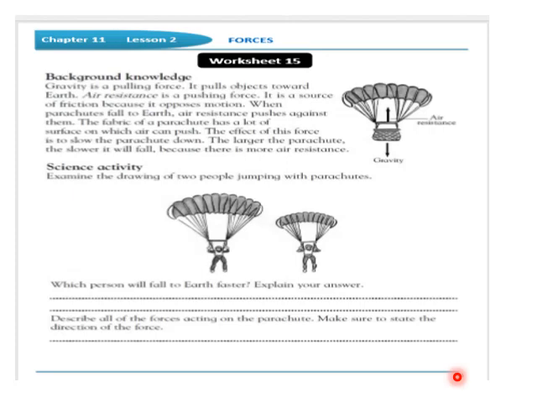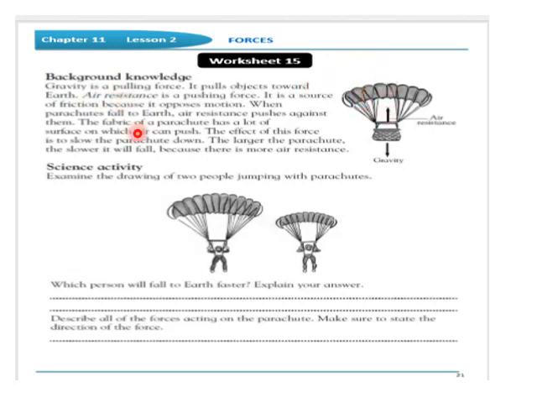Air resistance is a pushing force. It is a source of friction because it opposes motion. So if you remember, at the last session we were talking about friction, and we said that it's a type of force found between two objects rubbing against each other. In the case of air resistance, the two objects are the parachute and the air.